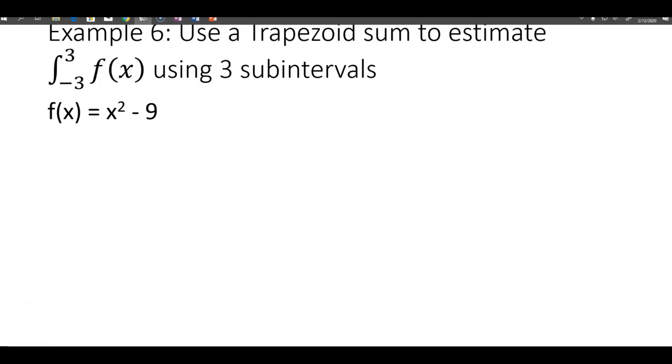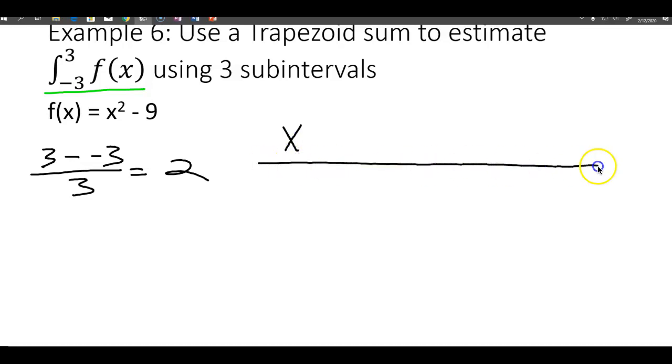Using a trapezoid sum, estimate the area under the curve for this function using 3 subintervals. So once again, we take the last x value, subtract from it the first x value, and divide by however many subintervals we want. And surprise, it's 2 again. It keeps ending up as 2. I don't know if it's just because I'm not creative, or maybe I just don't want the tables to end up too big, but there you go. We're going by 2's.